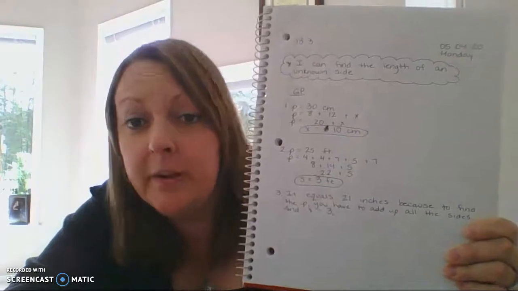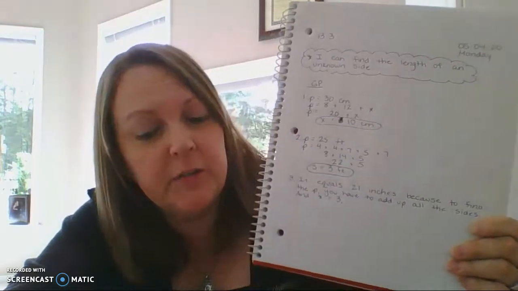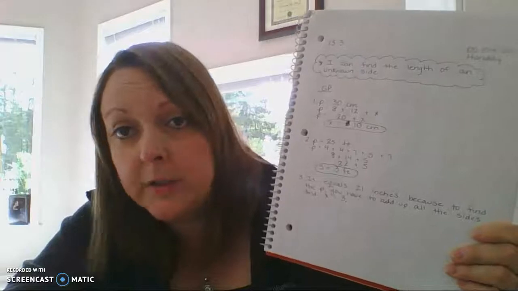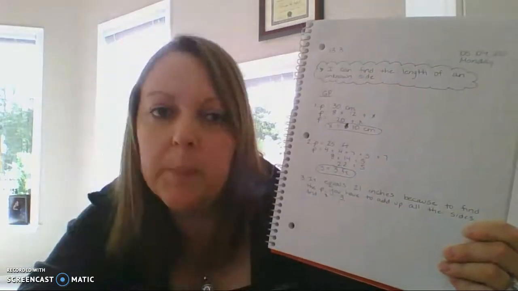So remember, even if you don't know the length of one side, you can put a variable in there. A variable is just for the missing number. It can be any letter you want. And then you have to figure out what number should be there.